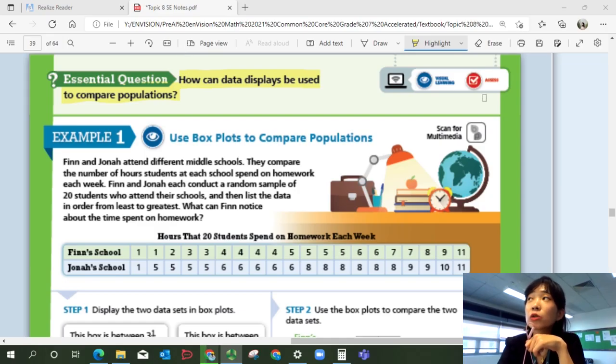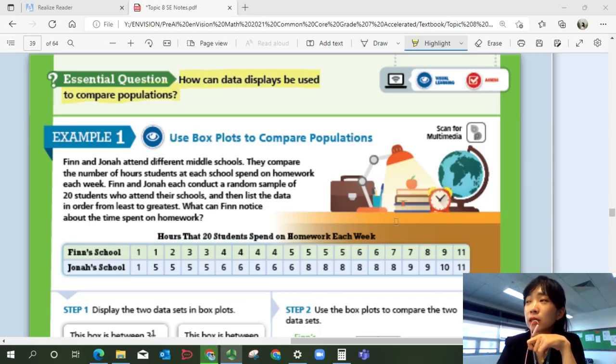Our lesson essential question is, how can data displays be used to compare populations? Let's start with example 1. Use box plots to compare populations. Finn and Jonah attend different middle schools. They compare the number of hours students at each school spend on homework each week. Finn and Jonah each conduct a random sample of 20 students who attend their schools, and then list the data in order from least to greatest.